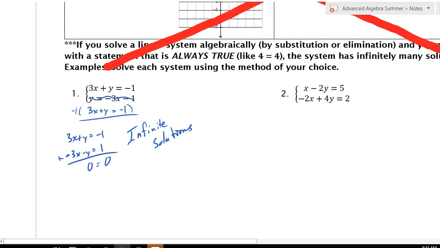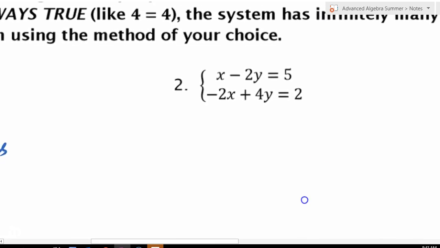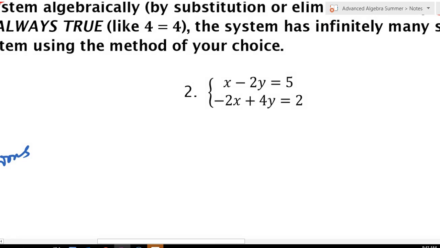In contrast, if I have a statement that's false, such as 5 is equal to 2, so one number equals another number and it's just not true, what that means is we would have no solutions. So let's go ahead and work through this one now.